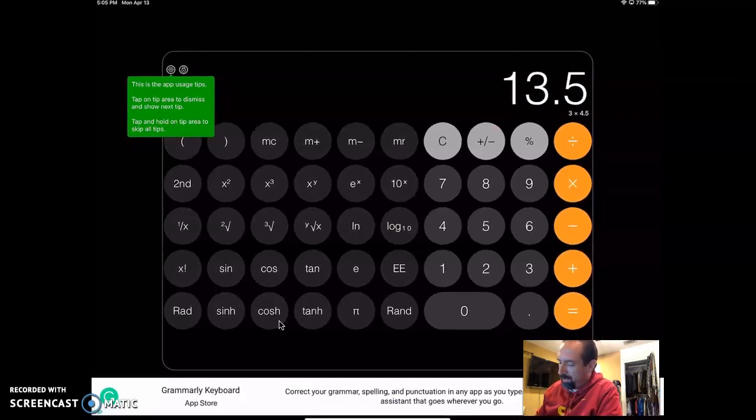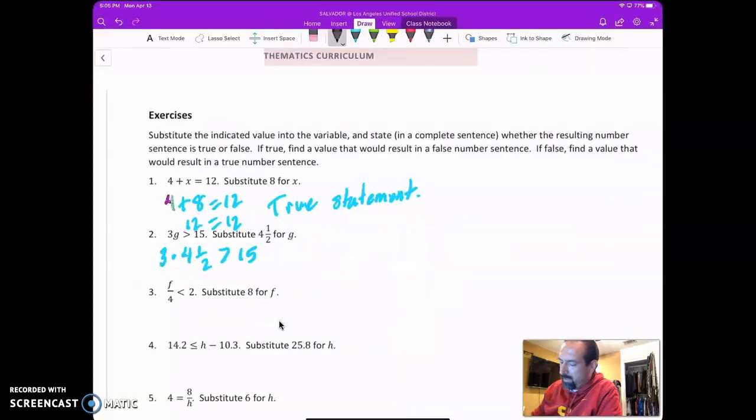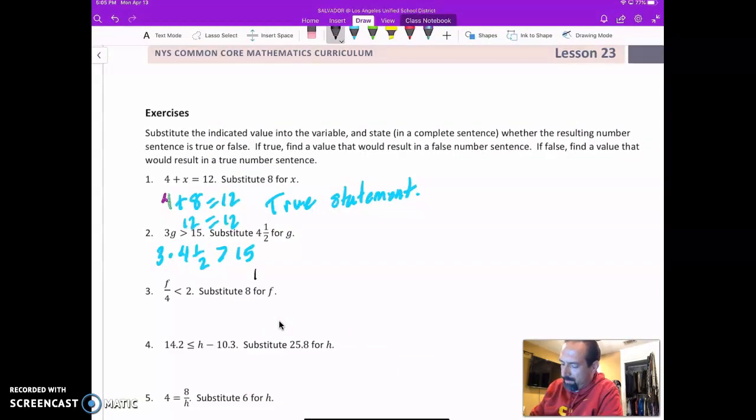Okay, 13.5. Let's see if 13.5 is greater than 15. What do you guys think? Well, no. This is going to be what we called a false statement, okay? The number sentence is false.